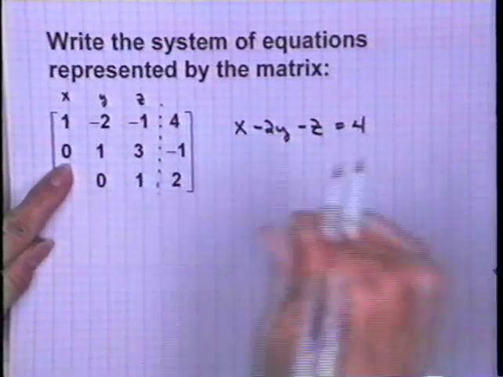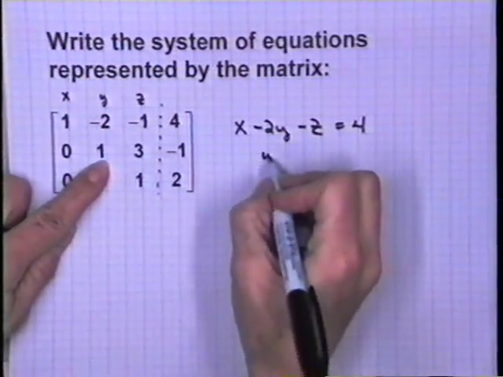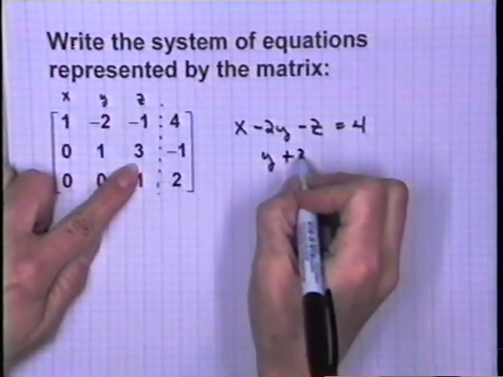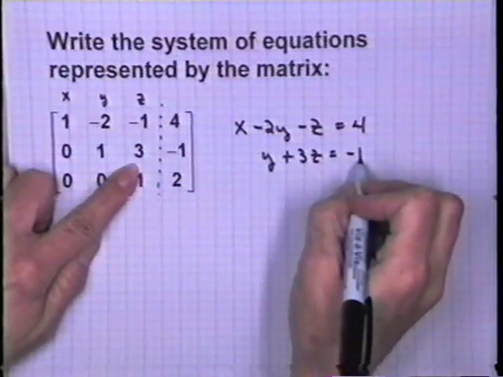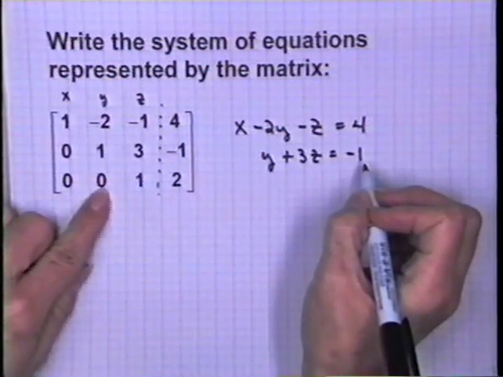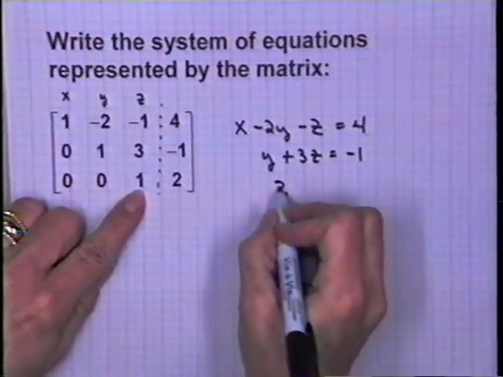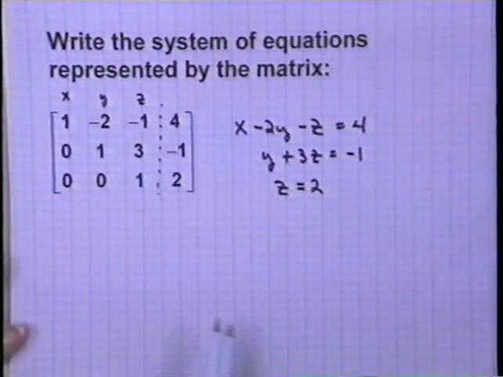Let's look at the second equation. Notice my coefficient of x is 0. So I have 1 times y plus 3 times z equals negative 1. And then look at your third equation. x and y both have coefficients of 0. So I have 1z equals 2.